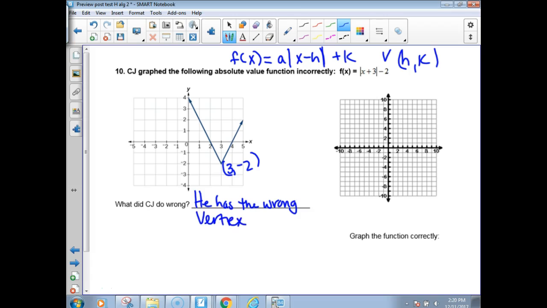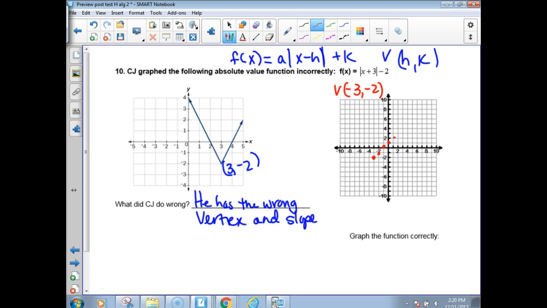He has the wrong vertex and slope, right? Okay, so the vertex, it said to do it correctly. So what did he do wrong? If you wrote the vertex should be -3, -2, that's where it should be. Left 3, down 2. And then the branch is a slope of 1, so it goes up 1, right 1, up 1, right 1 on the right side. Did I plot that right, didn't I?